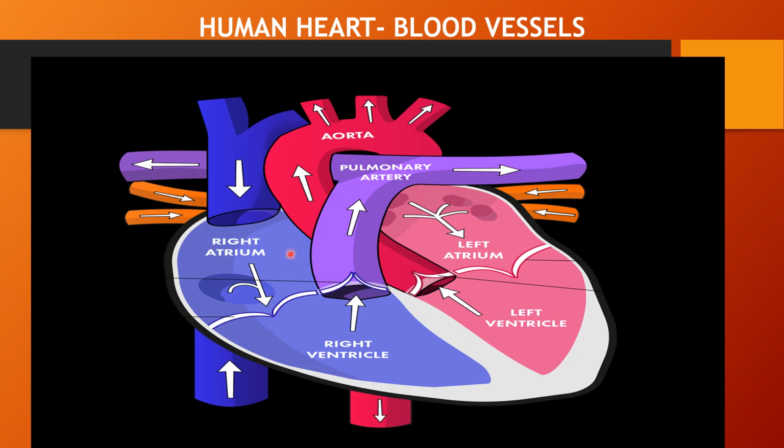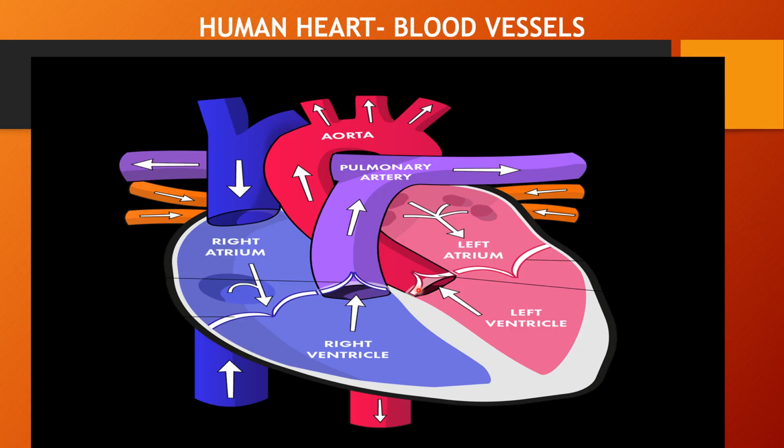Somehow blood has to flow from the upper chambers, auricles, to the ventricles. For this, they have openings. Between the right atrium and right ventricle, there is an opening that is guarded by 3 flap-like structures called the tricuspid valve. In the same way, between the left atrium and left ventricle, there is an opening that is guarded by a valve called the bicuspid valve, also called the mitral valve, made of 2 flaps.